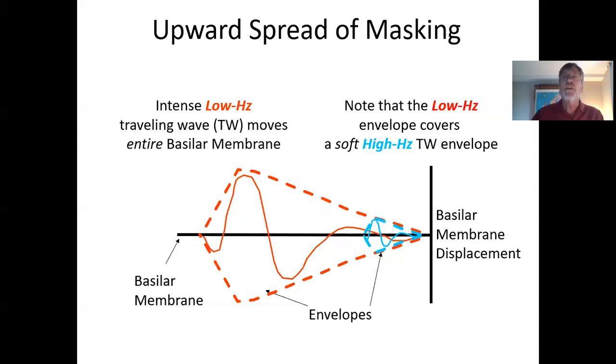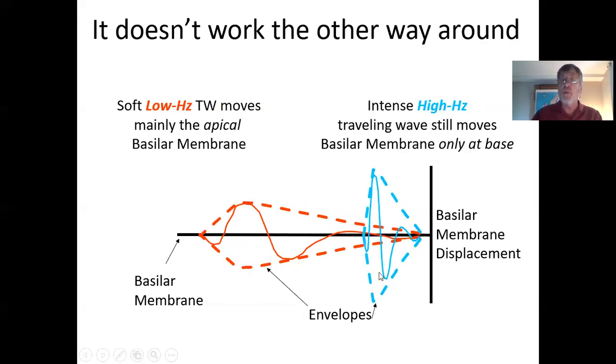They're asymmetrical. That's why you have upward spread of masking. Just look at the pictures. A loud, low truck can mask the soft peeping of a canary better than the loud peeping of a canary can mask the soft rumbling of a truck. Very important concept to grasp.